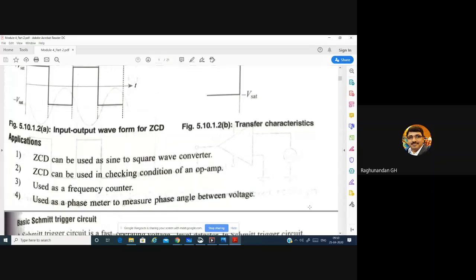Next, it is used as a frequency counter. It can be used to count the frequency, because if the input signal is changing, automatically the square wave length is also changing. It is also used as a phase meter to measure the phase angle between voltages.